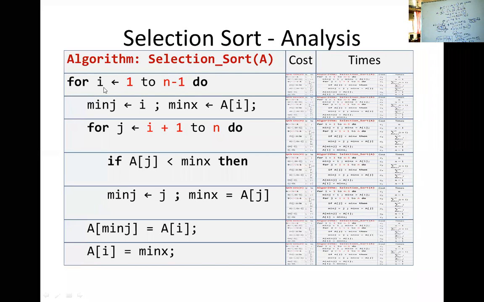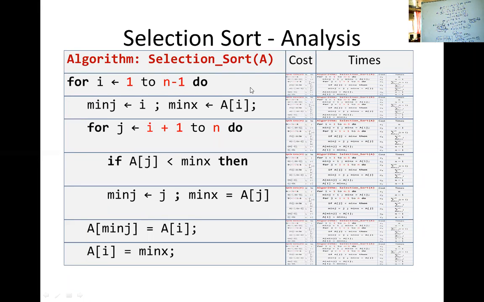Okay, the cost of this particular statement is C1. Fine. The cost of this particular statement is C1. And how many times is the loop executing? n times. So we will write n in front of it. Fine. So min i and min x is equal to A of i. Anything which is inside the loop is going to execute for n minus 1 times.